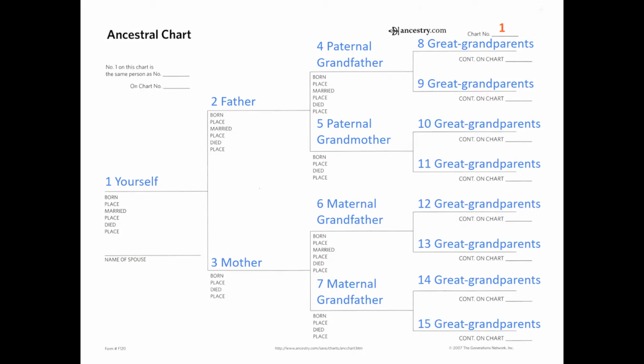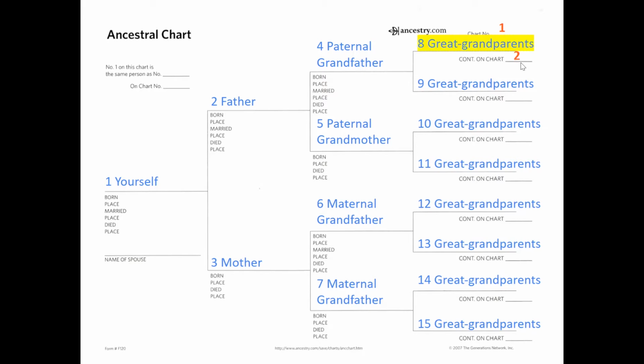And you see on the left, there are some details about person number 1, so that's yourself, on this chart, is the same as person number whatever on another chart. If this was a linked chart, I might identify what chart this is linked to. And then chart number, where does this chart jump off from? So for example, if I wanted to continue out information about this great grandparent, number 8 at the top, I might identify them as being continued on chart number 2.